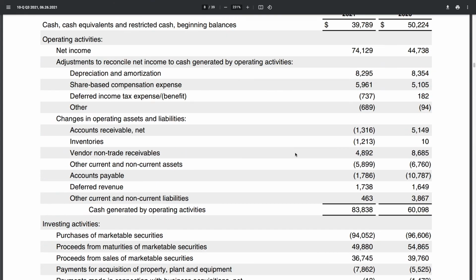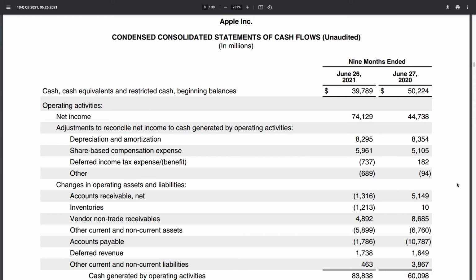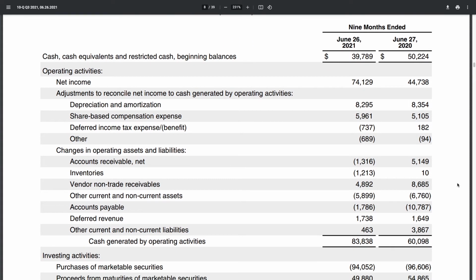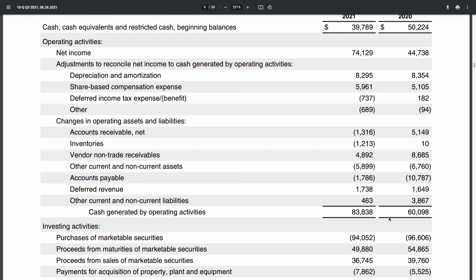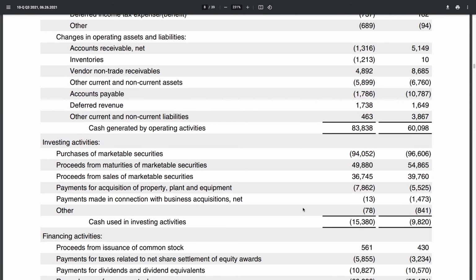So we'll jump in here to the cash flow statements, and we want to see the cash generated by operating activities. We want to be seeing a growth in the free cash flow. So I'm not going to work it out right now, but we can see that the free cash flow would be the cash generated from operating activities minus the capex, which is the payments for acquisition of property, plant and equipment. So we can see here that that's the 83,838 minus the 7,862.